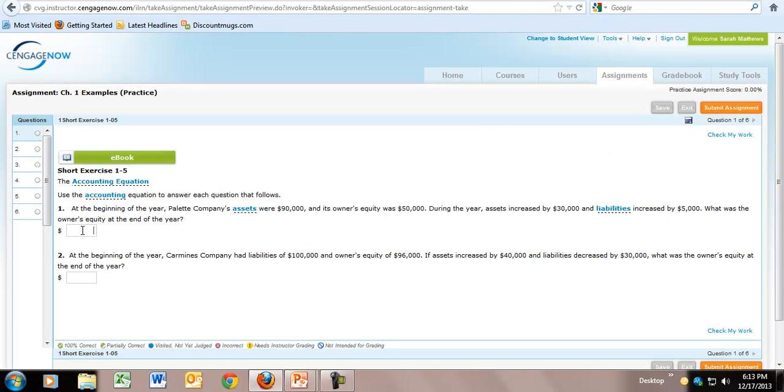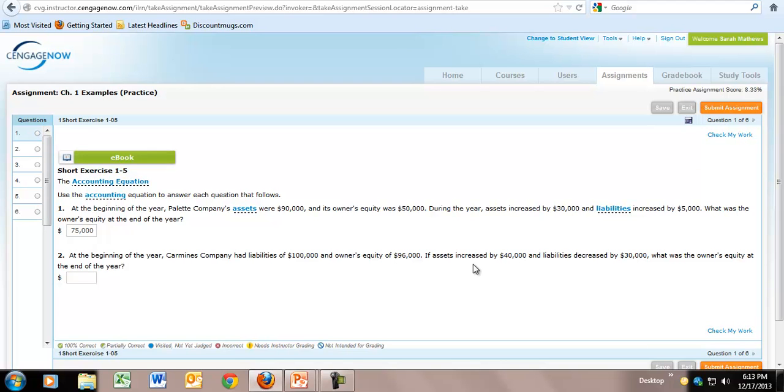So I can put my $75,000 here to get my answer for problem 1. The second one says, at the beginning of the year, Carmine's company had liabilities of $100,000. We had an owner's equity of $96,000. Then it says that if assets increased by $40,000 and liabilities decreased by $30,000, what was the owner's equity at the end of the year?